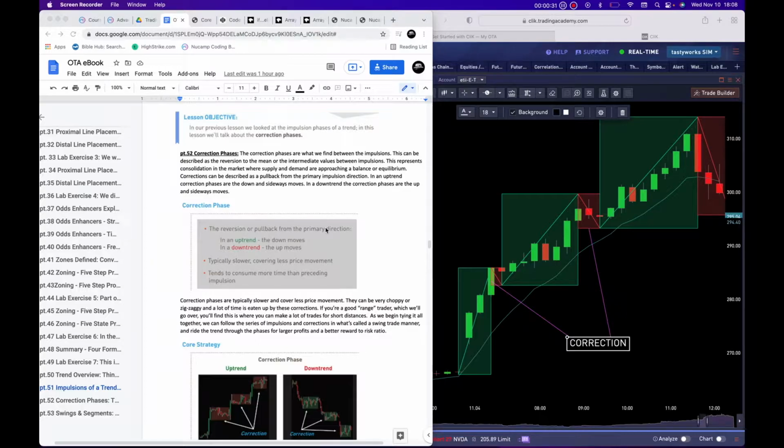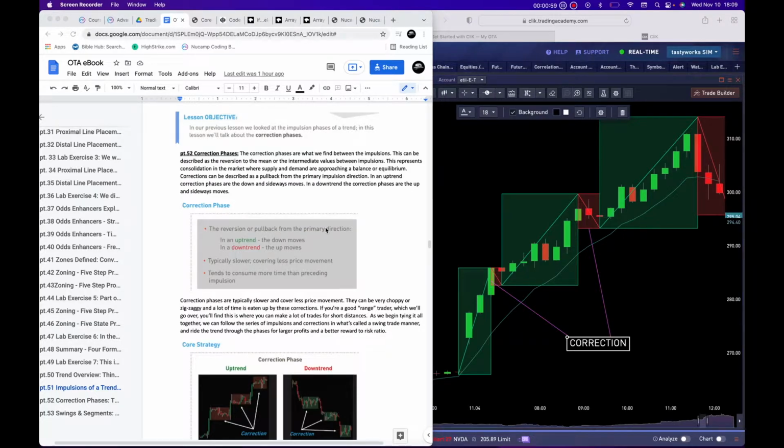Corrections can be described as a pullback from the primary impulsion direction. In an uptrend, correction phases are the down and sideways movements. And in a downtrend, the correction phases are the up and sideways movements. Correction phases are typically slower and cover less price movement. They can be very choppy or zigzaggy, and a lot of time is eaten up by these corrections.